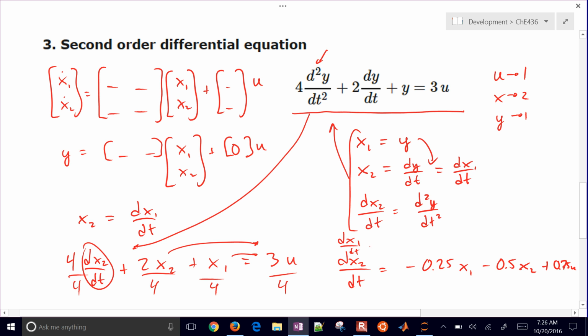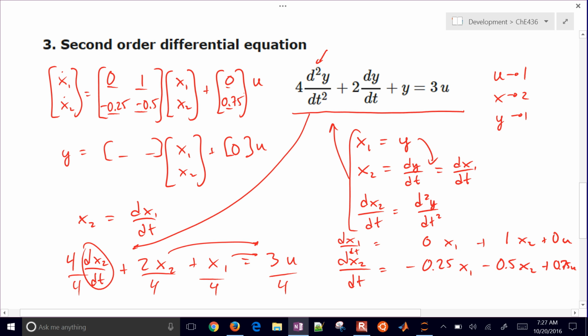And let's do our first equation as well. dx1 dt equals 0 times x1 plus 1 times x2 plus 0 times u. So we just want to fit these into state space form now. So this is going to be 0, 1, 0, and then negative 0.25, negative 0.5, and 0.75.